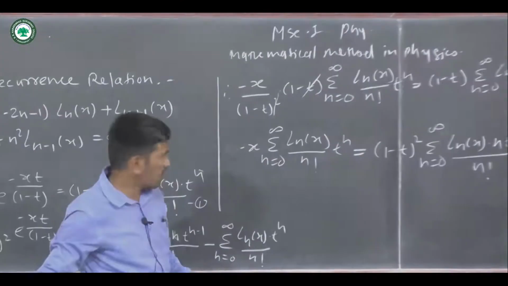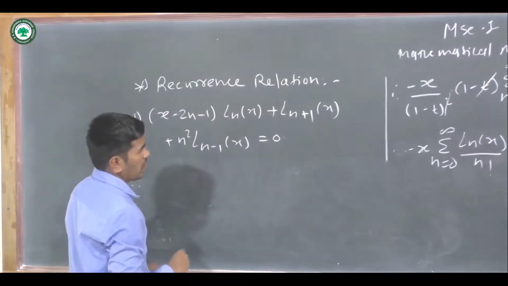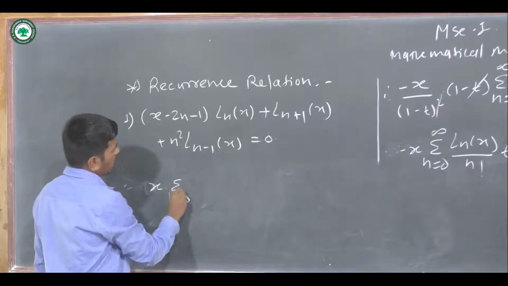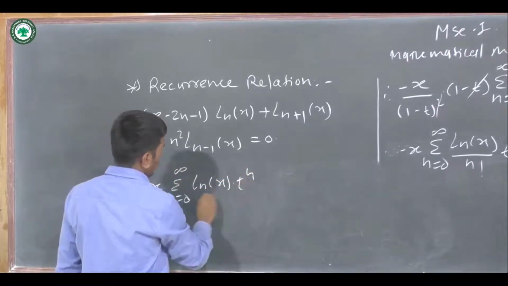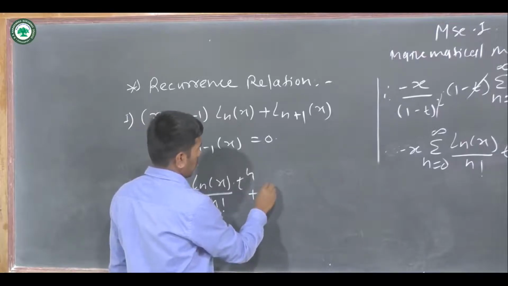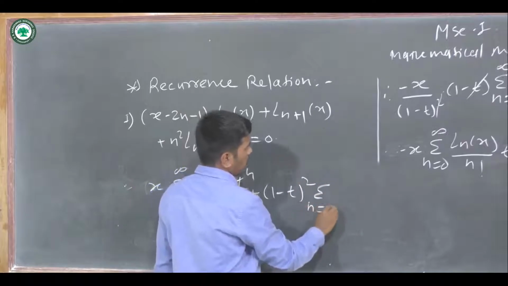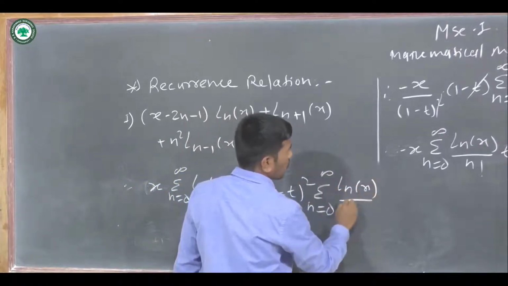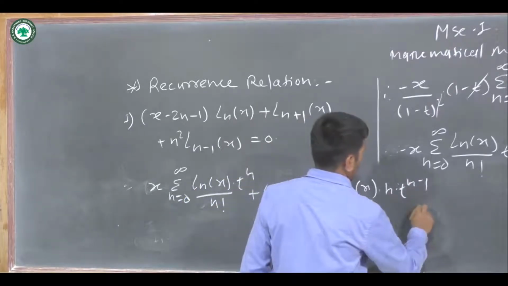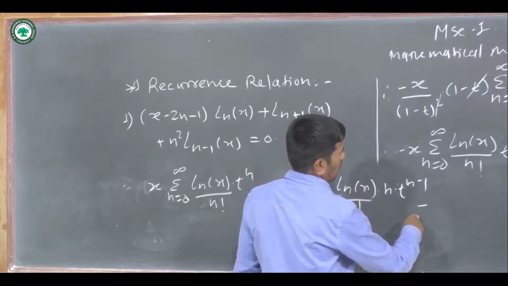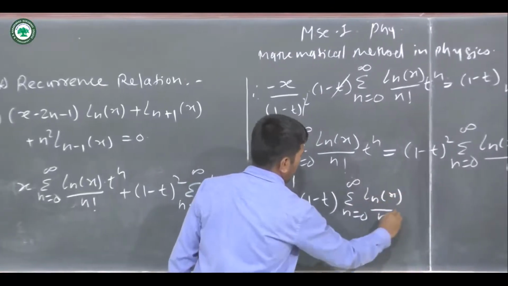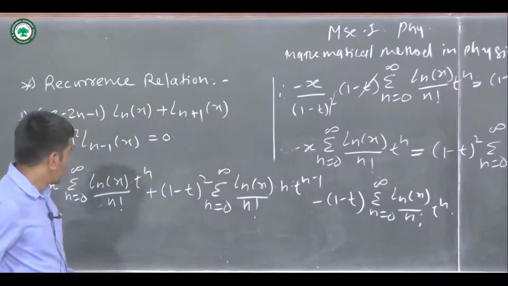If I simplify these expressions, it is −x into the summation over n from 0 to infinity of Ln(x) t^n by n factorial, plus (1−t)² times the summation over n from 0 to infinity of Ln(x) n t^(n−1) by n factorial, and minus (1−t) times the summation over n from 0 to infinity.